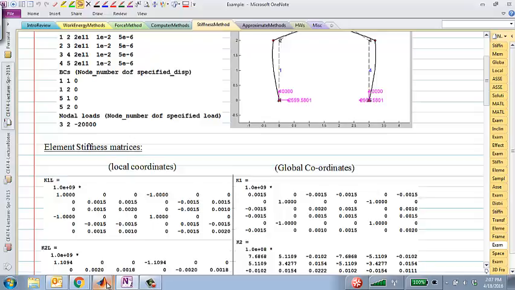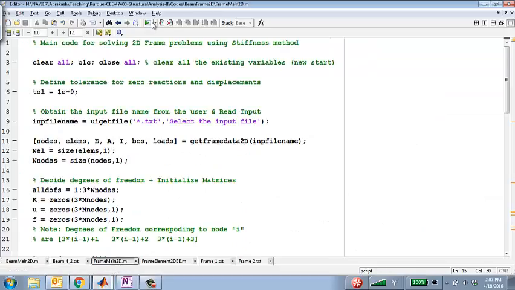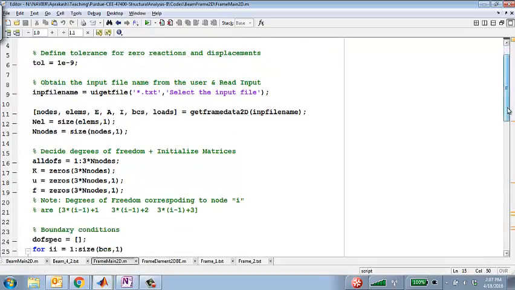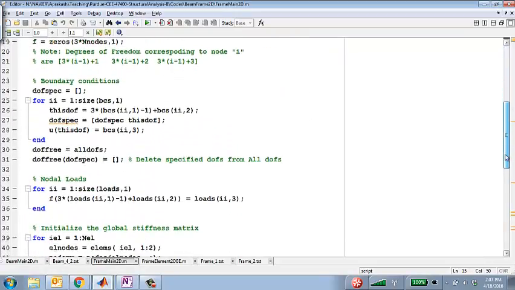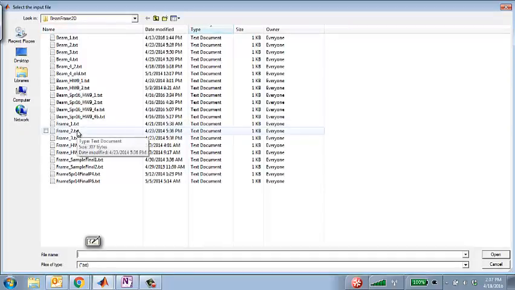And maybe what I'll also do is show you the transformation matrix for this, for which I would have to go into the code. So I'll put a breakpoint on my frame element 2D line. And by the way, of course, this code is also something I'll post shortly. So we run this, choose frame 2, I think.